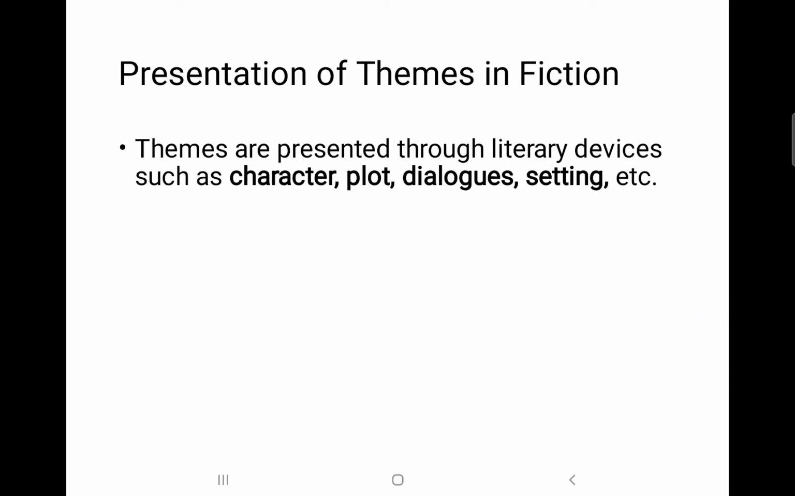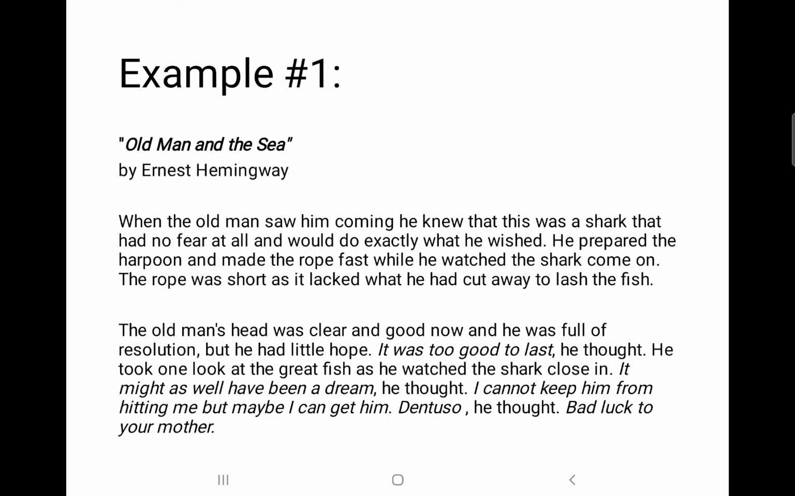How do we identify that? In fiction, we identify that idea by looking at the literary devices such as the character, plot, dialogues, and setting, etc. Now let's have an example, so we would know how to do this in action.